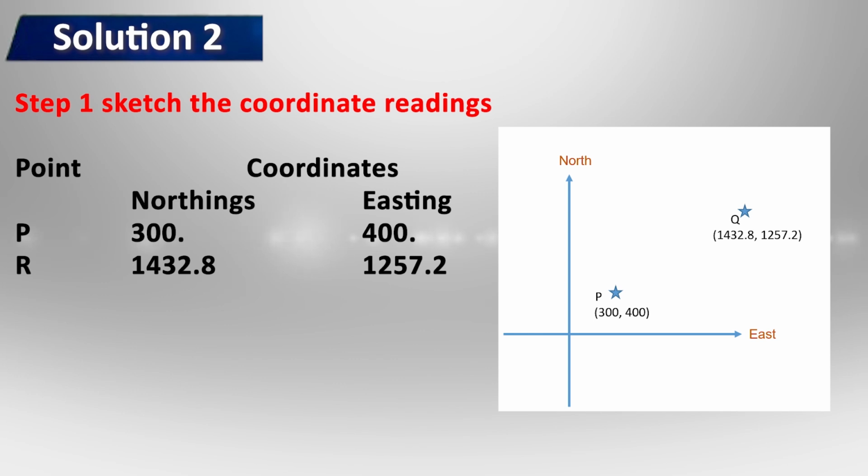Point P will be plotted as 300 meters of northing and 400 meters of easting. For point P, 300 units will go along the north axis and then 400 units towards the east axis. Likewise, we will plot point R also as per the coordinates given in the question. R is 1432.8 and 1257.2.